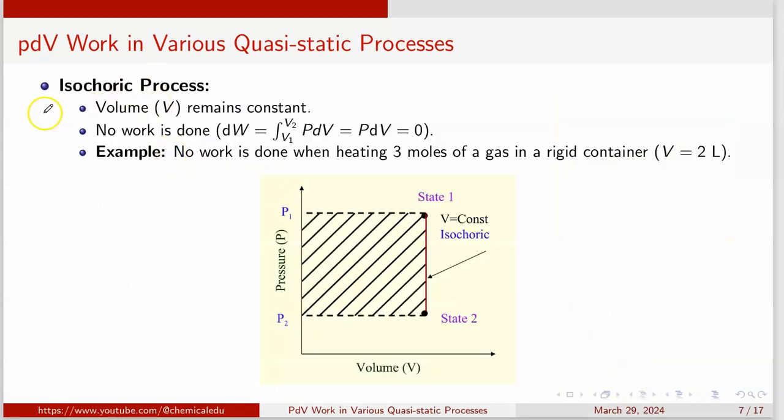Now next is the isochoric process. What is an isochoric process? Volume remains constant, so no work is actually done. W is the integral from V1 to V2 of PdV, and as volume doesn't change, dV is 0, so work done is 0. For example, heating 3 moles of gas in a rigid cylinder, where volume will not change. Here you can see the plot; volume does not change, so that is an isochoric process.